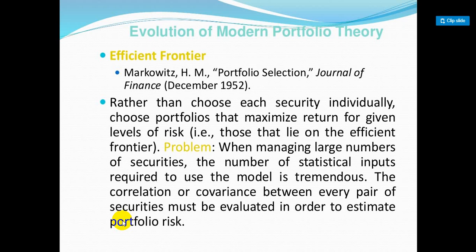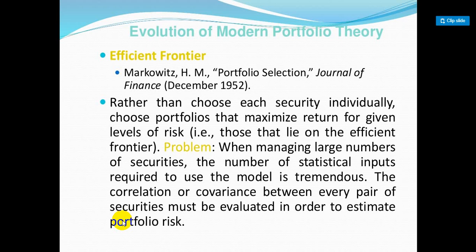Portfolio selection: rather than choose each security individually, choose portfolios that give maximum return for a given level of risk, those that lie on the efficient frontier. When managing a large number of securities, the number of statistical inputs required to use the model is tremendous. So when you have a number of securities, you cannot manage all of them. So for that reason, basically you say use the efficient frontier.